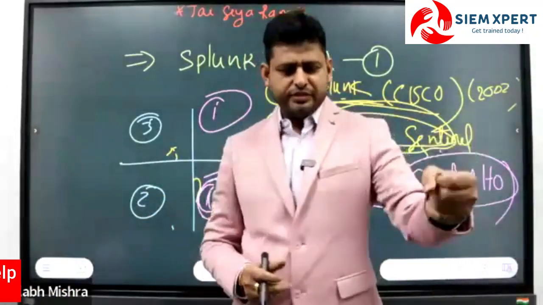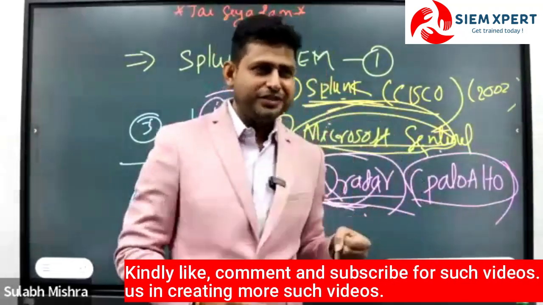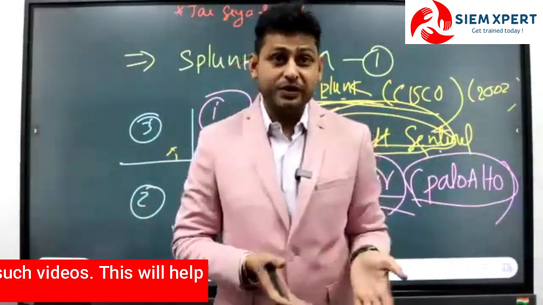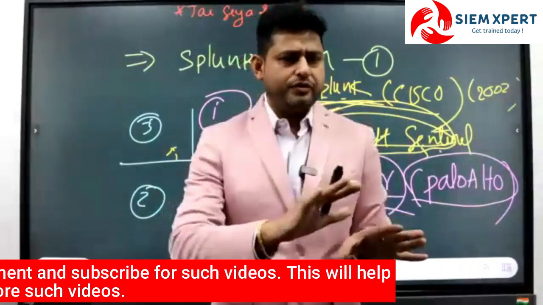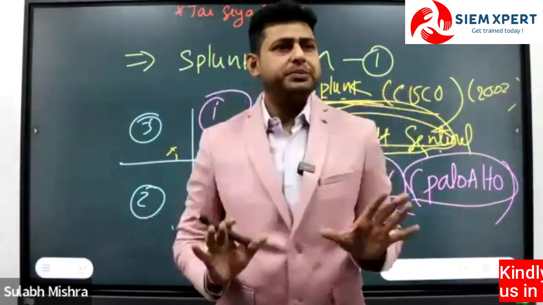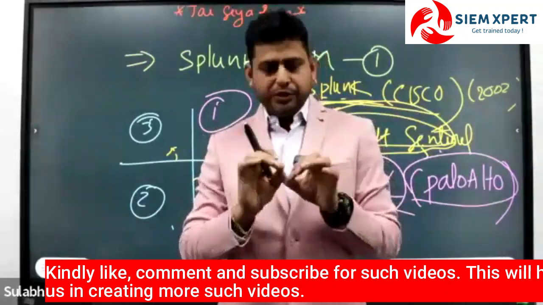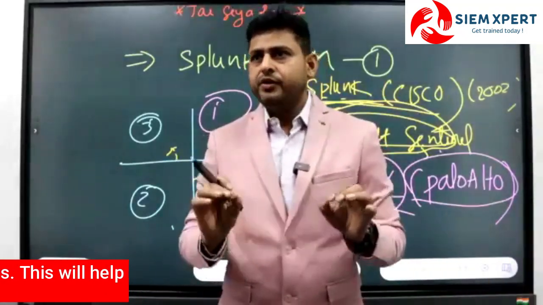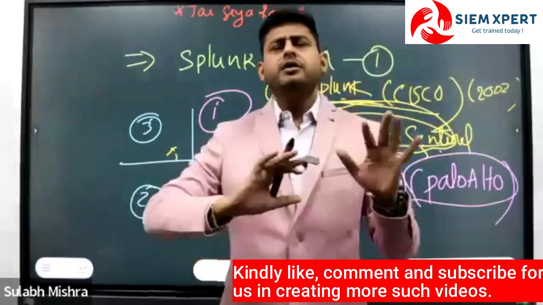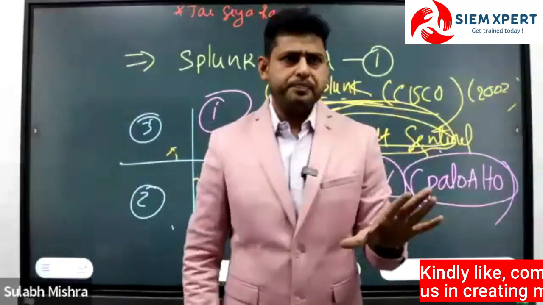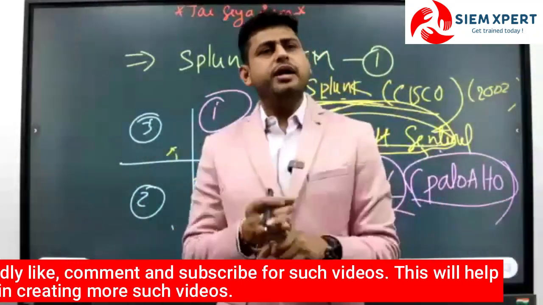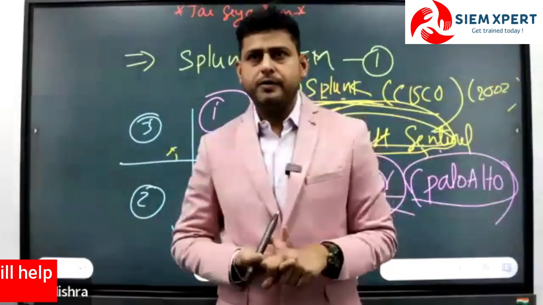Two gears are on this side, three gears on that side. This car has 6 gears, that one 7 gears. A little difference, right? Functionality will be a little different, of course. From a SOC perspective, what work do we do? We investigate the incidents. We analyze the incident, raise the incident. As a SOC analyst, the work is almost the same, whether you work on ArcSight or QRadar or Sentinel or Splunk.